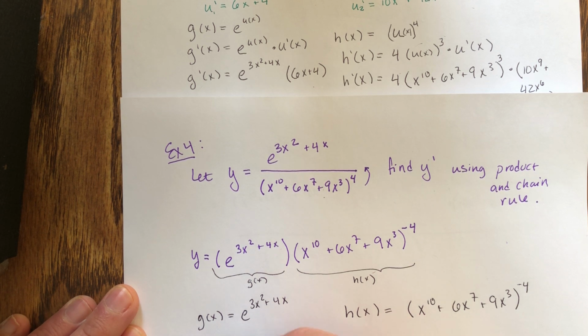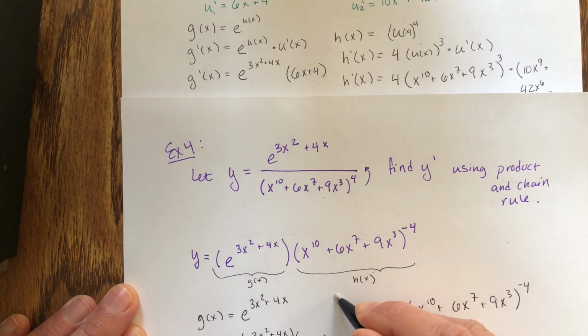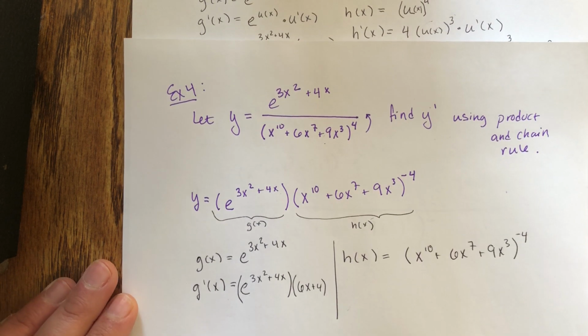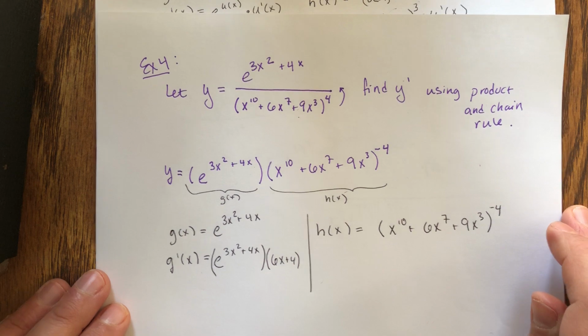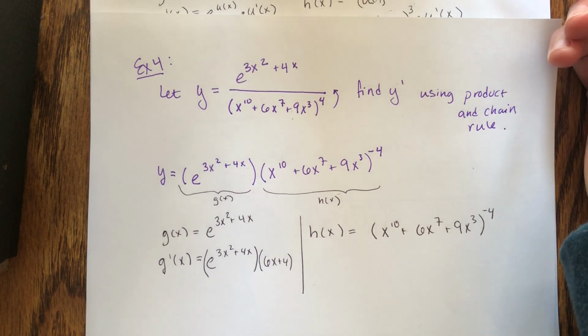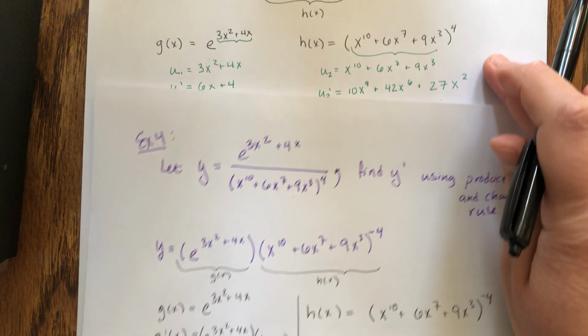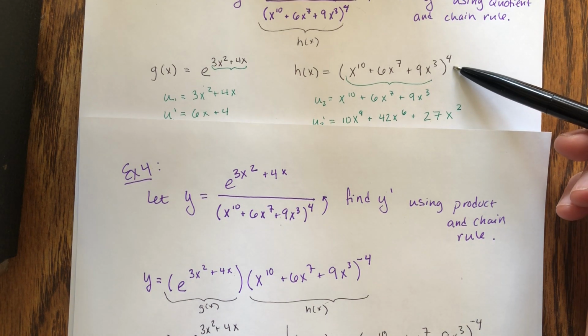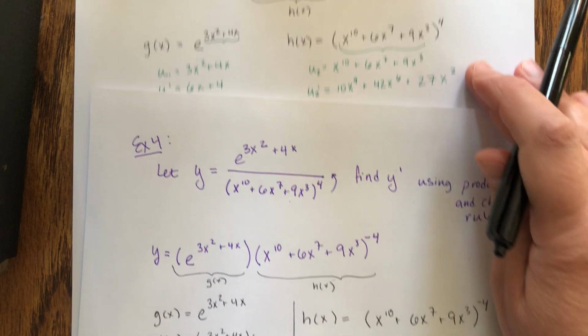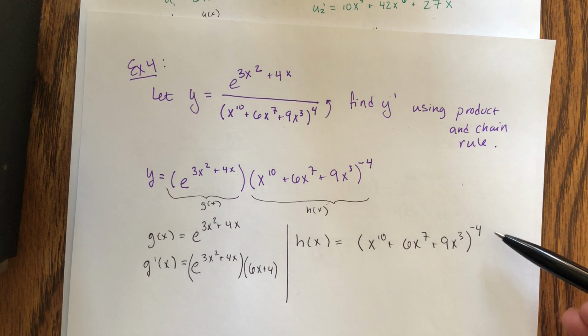So g prime is still going to be e to the 3x squared plus 4x times 6x plus 4. Okay. Now what about h? h is not quite the same function that we had before. If we look at our h of x function from before, it was that polynomial raised to the positive 4 power, and now it's being raised to the negative 4 power.